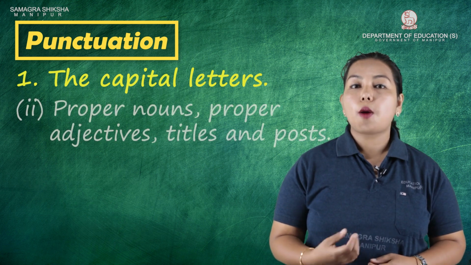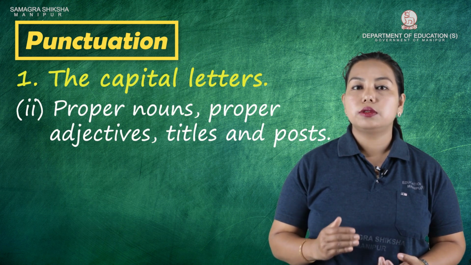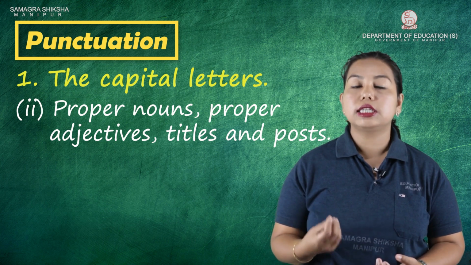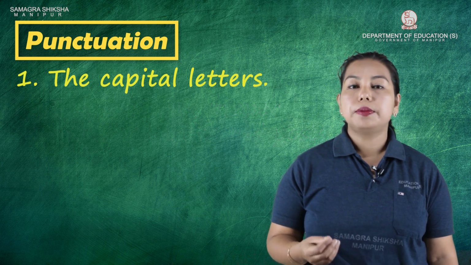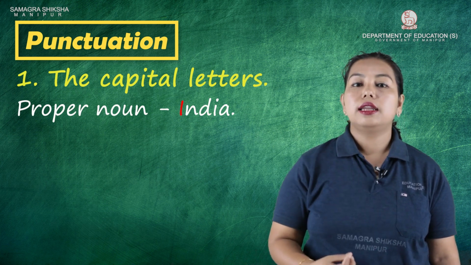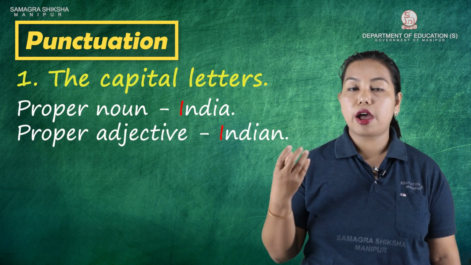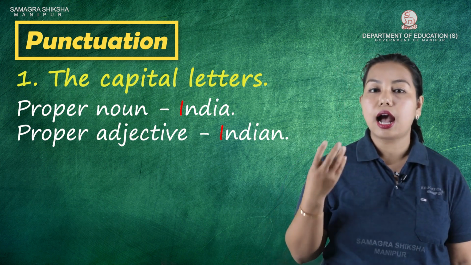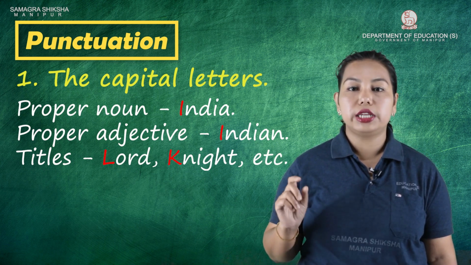Next, we have proper nouns, proper adjectives, titles, and posts. When we use these, we have to begin them with a capital letter. Let me clarify it with the help of an example. For the proper noun India, we have to start it with the capital letter I. Then Indian is a proper adjective because it is derived from the proper noun India. So we have to begin Indian with the capital letter I. Then in titles such as Lord, Knights, etc., we have to begin them with a capital letter.